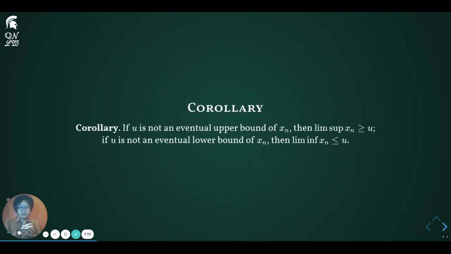A useful corollary of the lemma is that whenever u is not an eventual upper bound of the sequence, then limsup of x sub n has to be at least u. And similarly for the property of not being an eventual lower bound. This corollary is the direct contrapositive of the lemma above. The lemma says that if u is bigger than the limsup, then u is an eventual upper bound. So this corollary says that if u is not an eventual upper bound, then u is no bigger than the limsup.